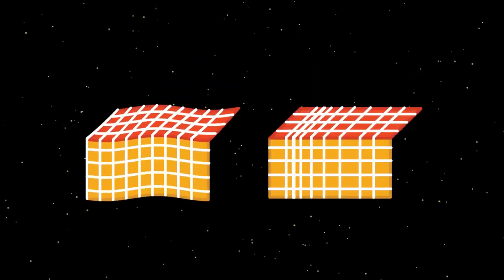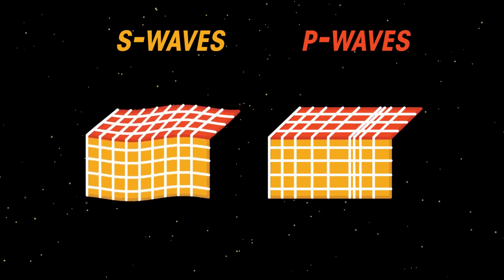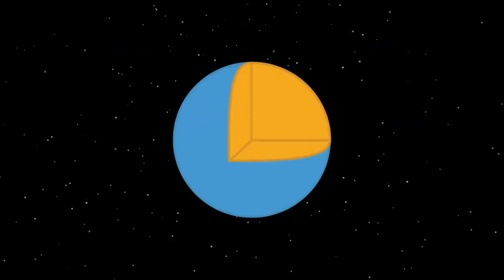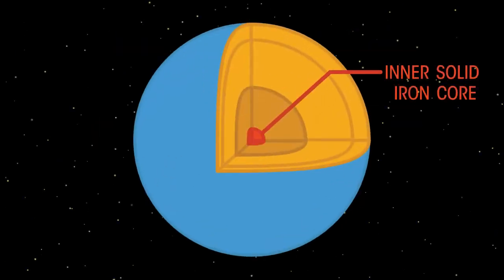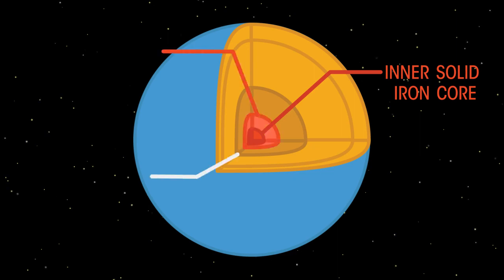In conclusion, study of S and P waves led us to the knowledge that the Earth has a layered structure with a solid inner core surrounded by an outer liquid core.